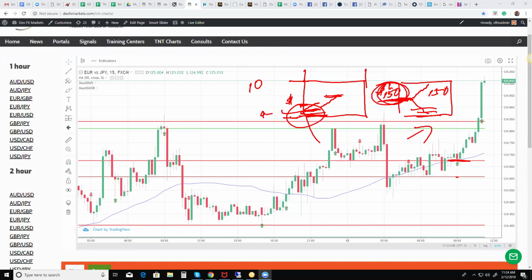Somebody said money. Yes, you are hunting for money. Thank you, Captain Obvious, I appreciate that. But you are hunting for consistency. This is what you're really hunting for. Why? Because then you just add volume.